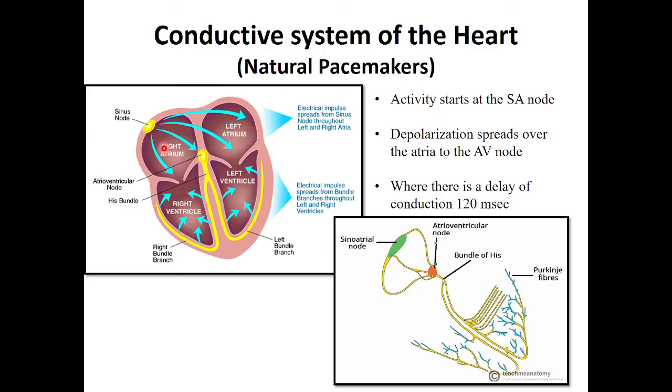What about sympathetic and parasympathetic? Sympathetic and parasympathetic do not generate impulses, but they do what? They increase or decrease, for example, the rate of contraction and the force of contraction.